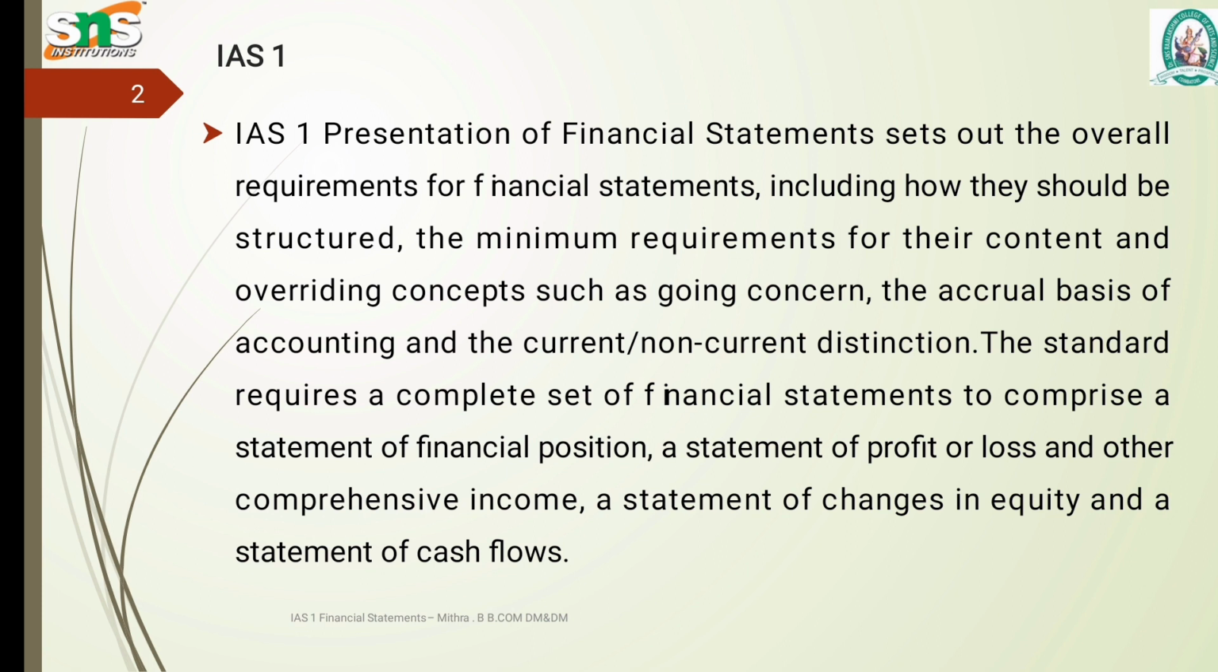It includes how they should be structured and minimum requirements for their content, and overriding concepts such as going concern, accrual basis of accounting, current or non-current classification. The standard requires a complete set of financial statements to comprise a statement of financial position, a statement of profit and loss and other comprehensive income, a statement of changes in equity and a statement of cash flows. This is known as IAS 1.